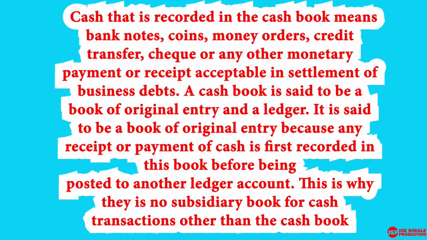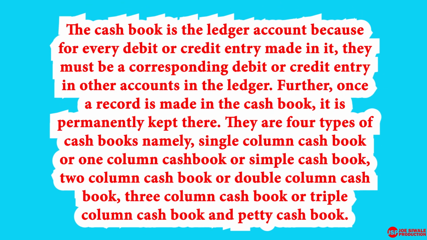A cash book is said to be a book of original entry and a ledger. It is said to be a book of original entry because any receipt or payment of cash is first recorded in the book before being posted to another ledger account. This is why there is no subsidiary book for cash transaction other than the cash book. Then the cash book is the ledger account because for every debit or credit entry made in it, there must be a corresponding debit or credit entry in other accounts in the ledger. Further, once a record is made in the cash book, it is permanently kept there.